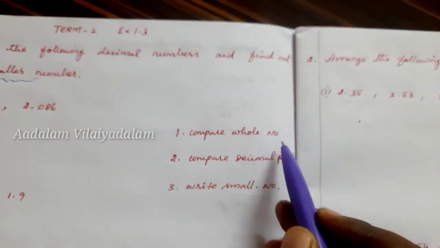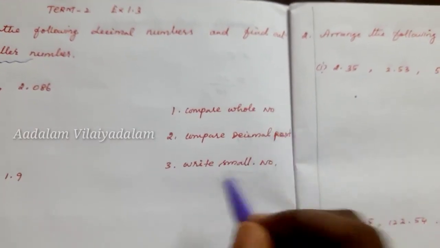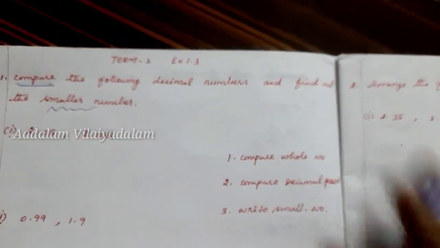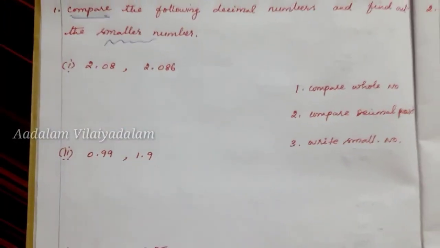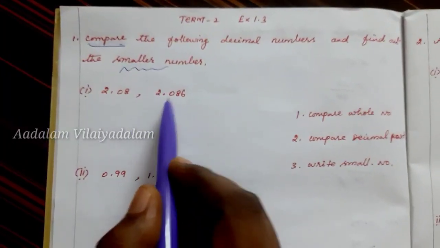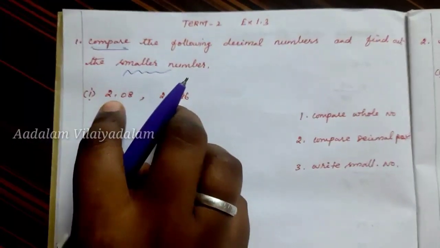So let us remember the few steps. First, compare the whole number part. Second, compare the decimal number part and write the small number or big number. So now let's move to the subdivision 1. 2.08, 2.086. Now compare these two decimal numbers.